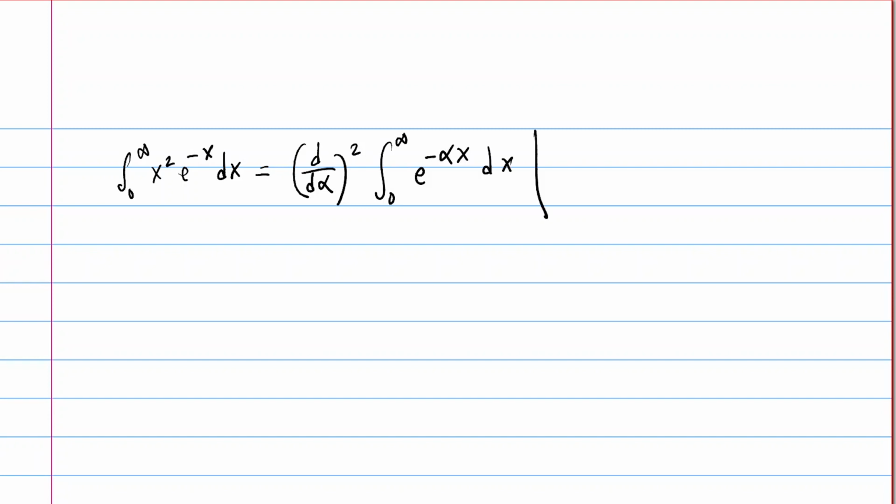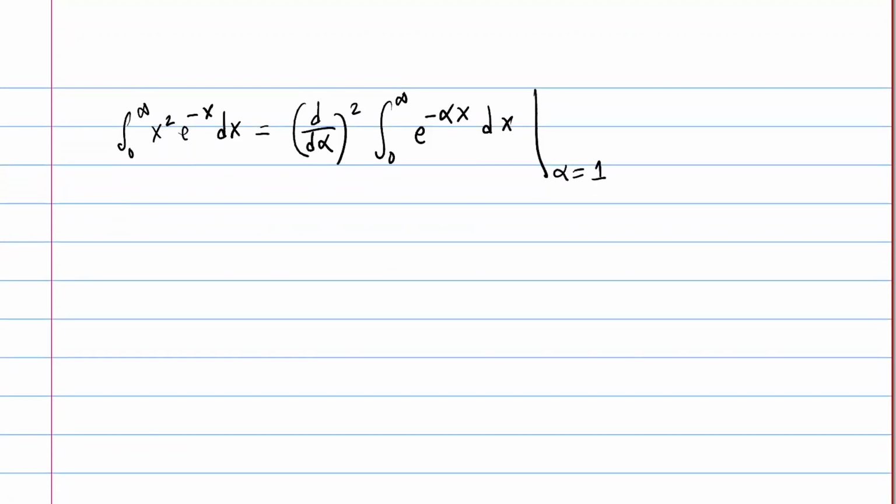To summarize what we have just done, the integral from 0 to infinity x squared e to the power negative x dx is just d squared over d alpha squared of the integral from 0 to infinity e to the power negative alpha x dx, evaluated at alpha equal to 1. We can just put a bracket here.